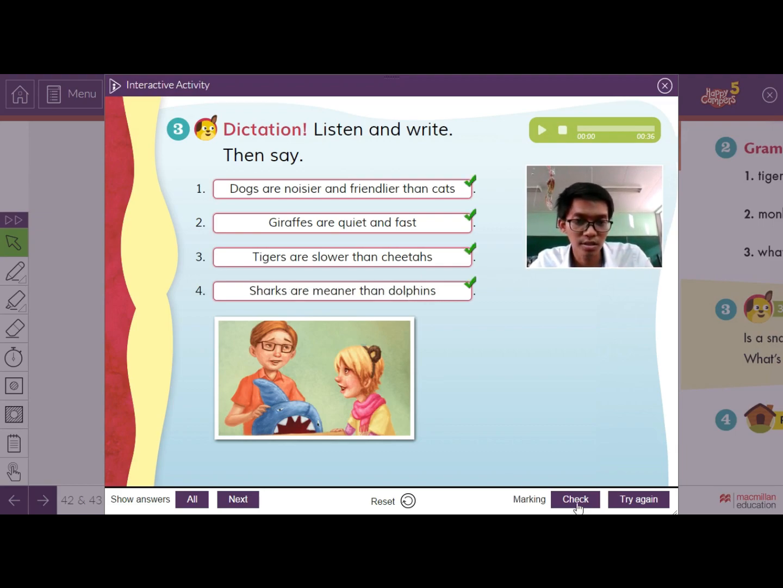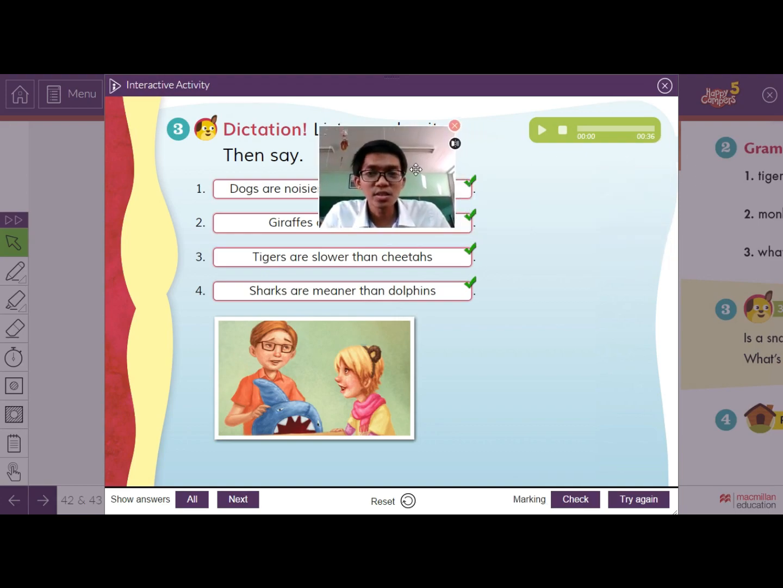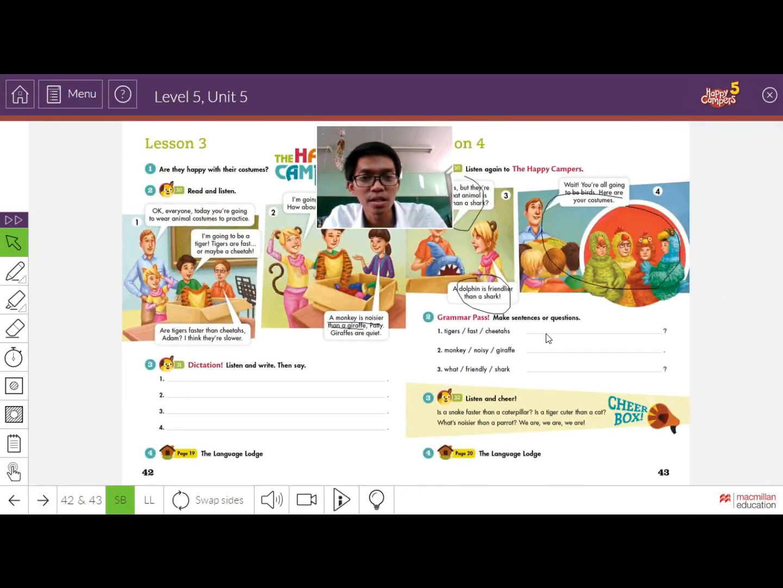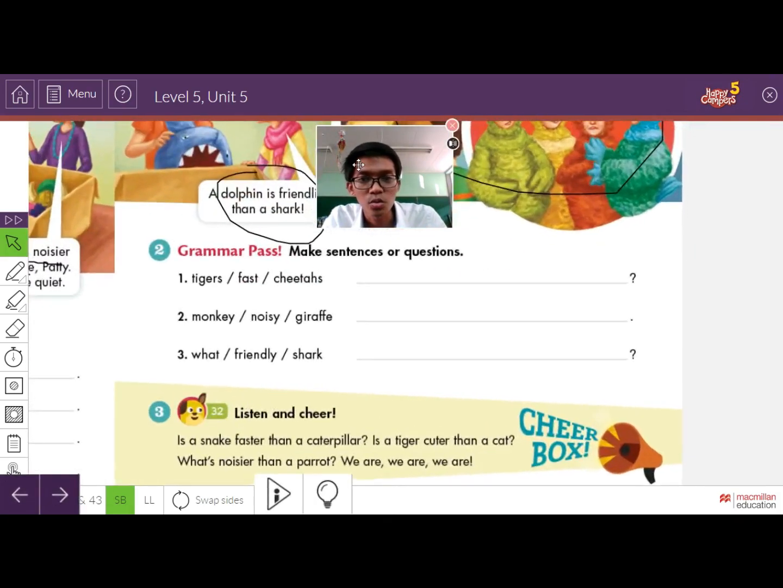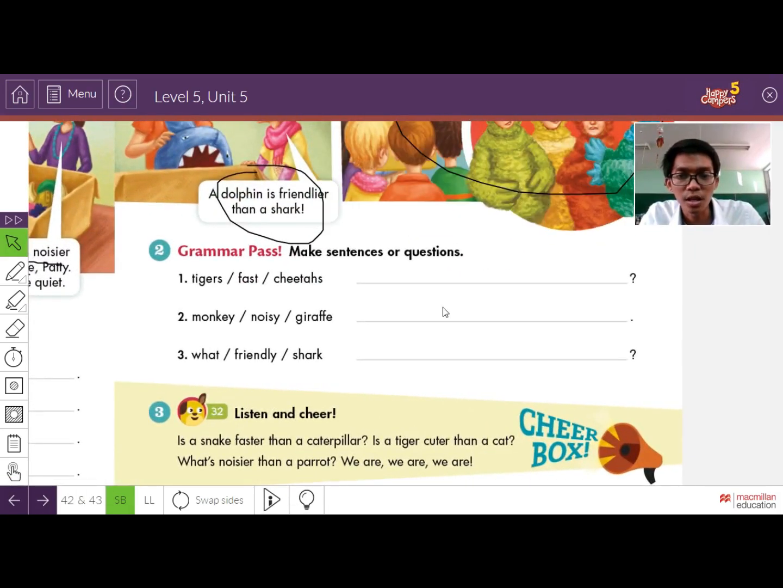Now let's check it out. Yeah, they are correct. Okay, so I want you to finish this part as well, because this is very useful for you to practice your listening. Okay, hopefully. And now we're going to move to the last part.